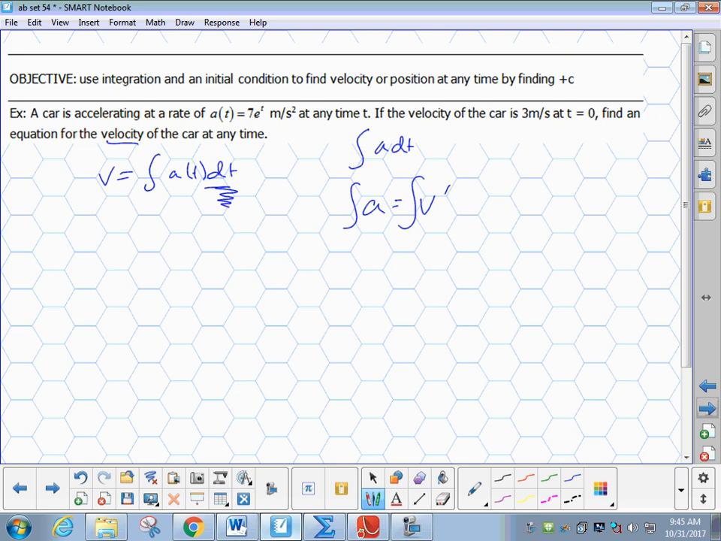Please, don't be one of those knuckleheads that's not writing the differential. That's starting to tick me off. And on the AP test, they might not take off, but every college professor would, and I certainly will. So please make sure you write that. So what is the antiderivative of 7e to the t? 7e to the t plus c. Okay. So you integrate, and then you use the initial condition to find the c.